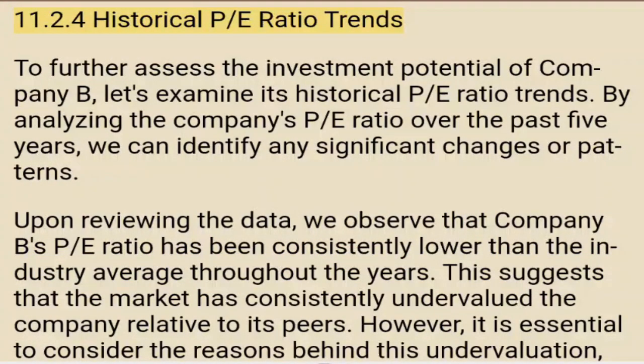11.2.4 Historical P/E ratio trends. To further assess the investment potential of Company B, let's examine its historical P/E ratio trends. By analyzing the company's P/E ratio over the past 5 years, we can identify any significant changes or patterns. Upon reviewing the data, we observe that Company B's P/E ratio has been consistently lower than the industry average throughout the years. This suggests that the market has consistently undervalued the company relative to its peers.